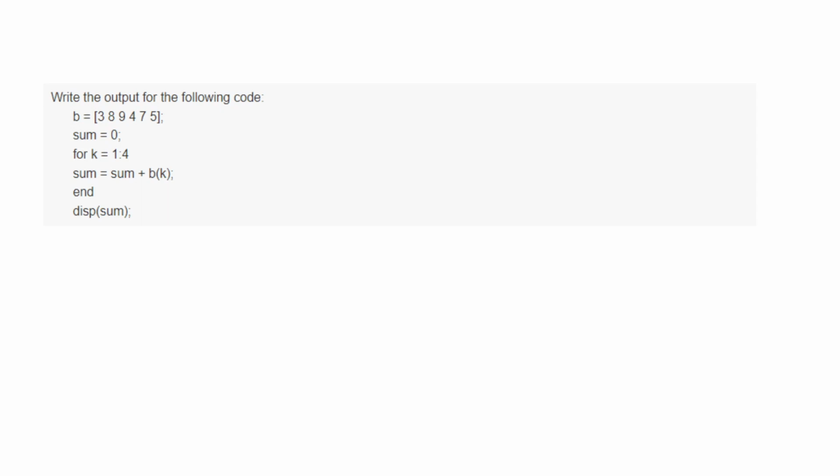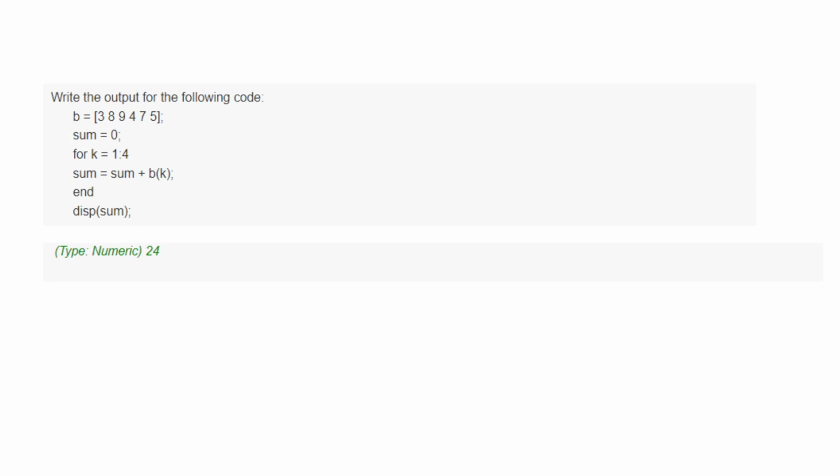Okay, so basically what it is doing is running a loop from 1 to 4 and summing up the elements. So you need to sum up the first four elements: 3 plus 8 equal to 11, plus 9 equal to 20, plus 4 equal to 24. The loop is running 4 times, and each time it is summing up the elements. So it will be the sum of the first four elements, which is 24. It is a fairly easier one.